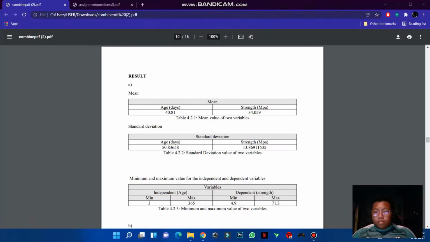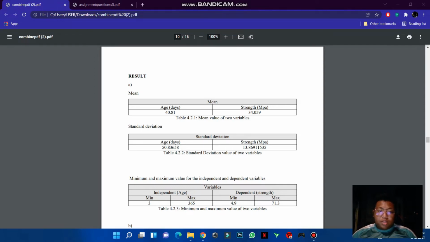Okay, so for the first, we go to question 1, which is A. The instruction for A, we need to find the mean, standard deviation, minimum and maximum value for the independent and dependent variable for the data. So for the first, we go to the mean. So mean for age and strength are here. For age, we get 40.81 days, while for strength, we get 34.059 megapascal.